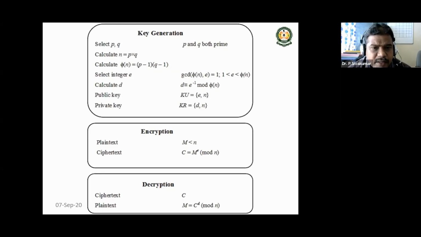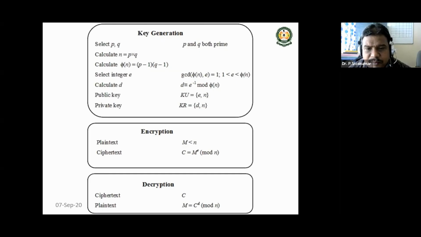After we determine phi of n, next the user can select the integer e. E is nothing but the public key. It is chosen only by the user, but it must satisfy some condition. So what condition does it satisfy?